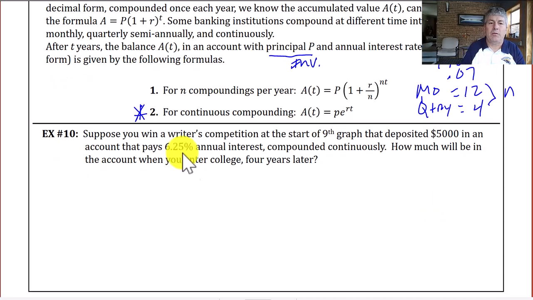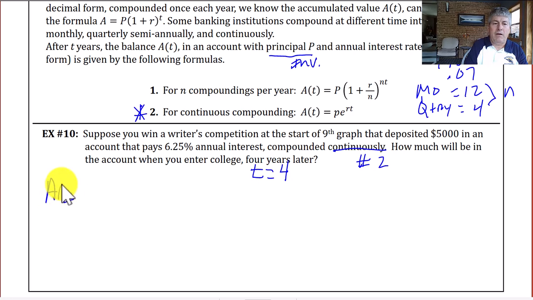So in example 10, suppose you win a writer's competition at the start of the 9th grade, and you deposit $5,000 in an account that pays 6 1/4% interest, compounded continuously. So we are going to use number 2, the continuous compounding formula, or PERT as I like to call it. How much will be in the account when you enter college 4 years later? So our t here is 4.